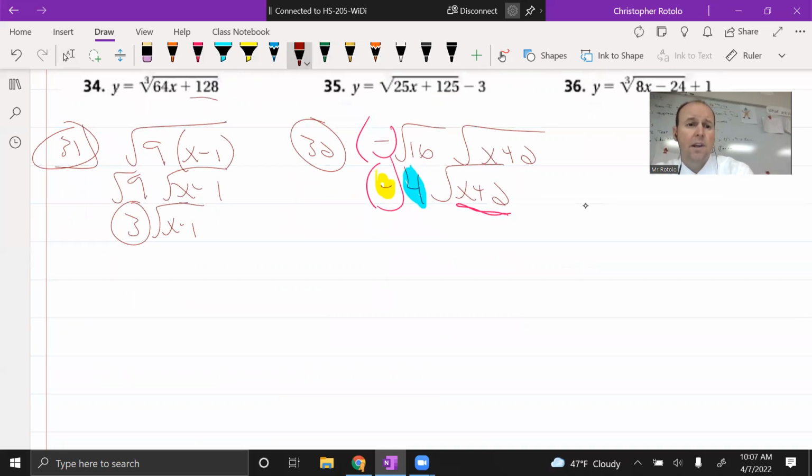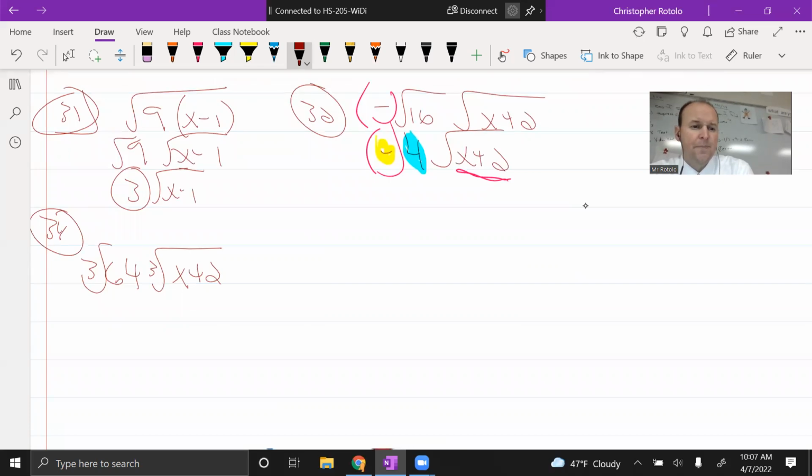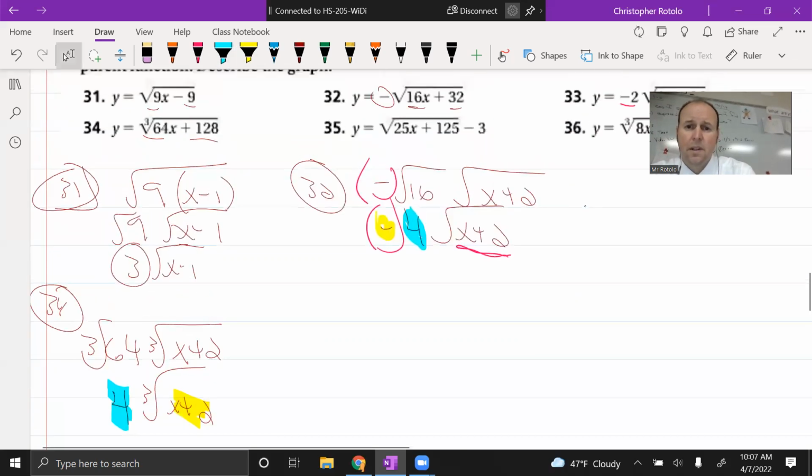So again, we just have to recognize what the cube root is. In this case, the GCF 64. I need the cube root of 64, and then it'd have x plus 2. So this is for 34. The cube root of 64 is 4. And then I have the cube root of x plus 2. So the two things going on here is we're going to move to the left 2, and we have a vertical stretch 4.